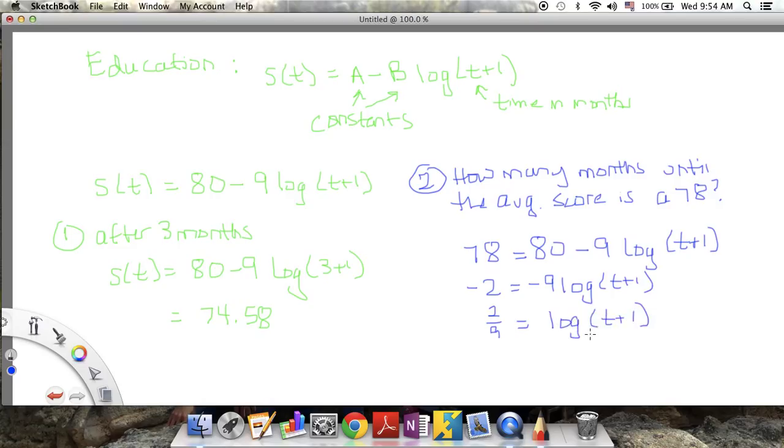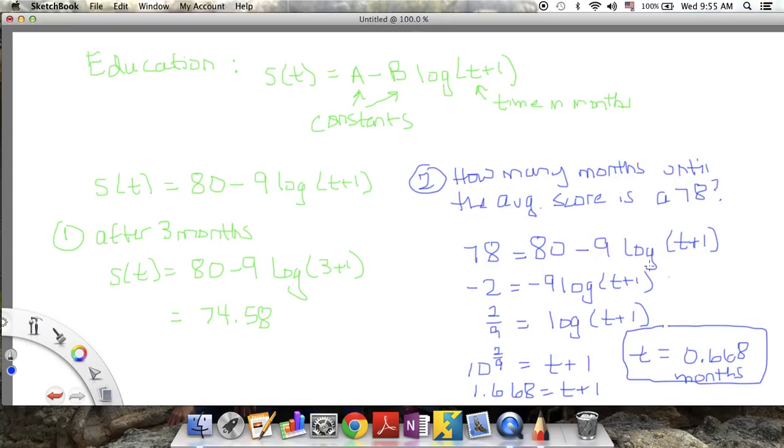Now again, it's a common log, so that means it's base 10. So I rewrite it in exponential form. Solve for this, and I get 1.668 equals t plus 1. So I subtract 1 from both sides, and I get t is 0.668 months. Our time is in months, remember, so that's about 20 days. So about 20 days after we cover the material, that's when the average would go down to a 78.